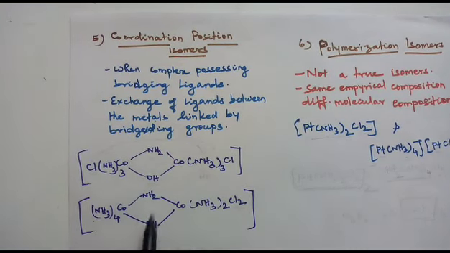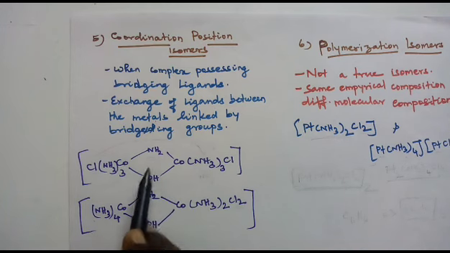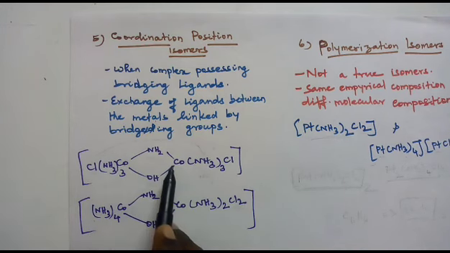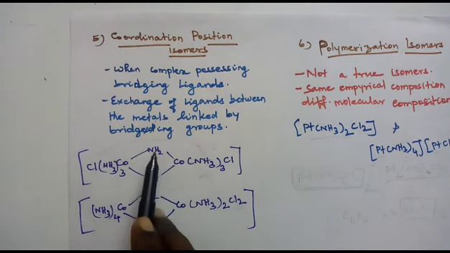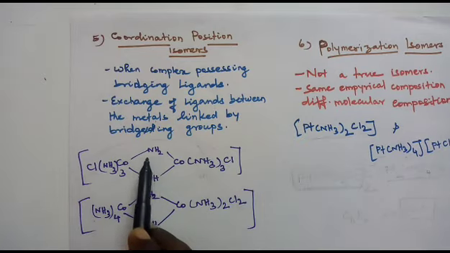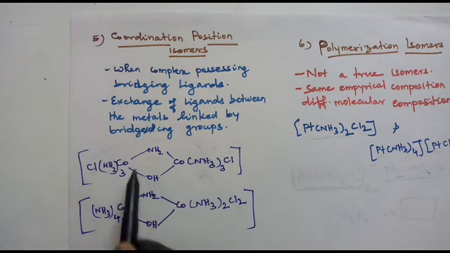Look at these two complexes. They both are isomers, coordination position isomers. And this complex is a little different from the previous one because there are two metals and these two metals are connected by bridging ligands. Here an amido bridge, here it is a hydroxo bridge. So in this sort of complexes, this isomerism is exhibited.